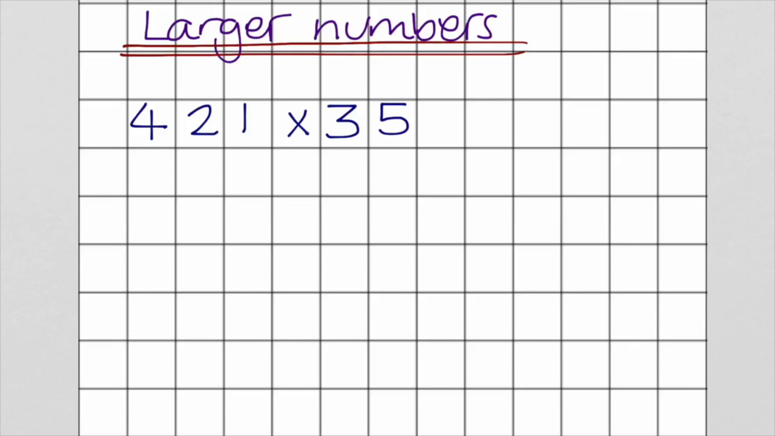So what I'm going to do first is I'm going to set out my numbers in this way. 421, one number per square, and I'm going to write 35 down the right hand side. Then, use a ruler at home. We're going to divide each digit into its own row and column.